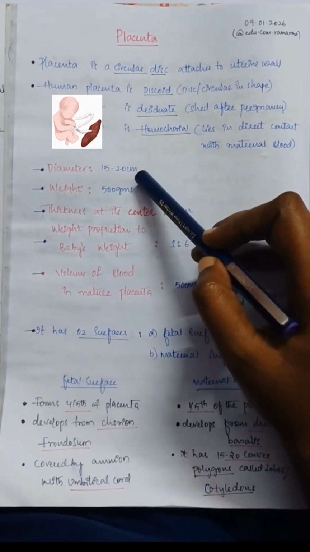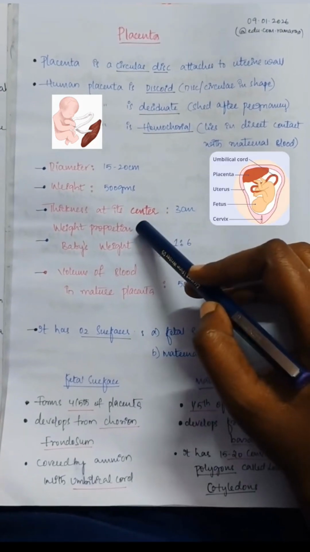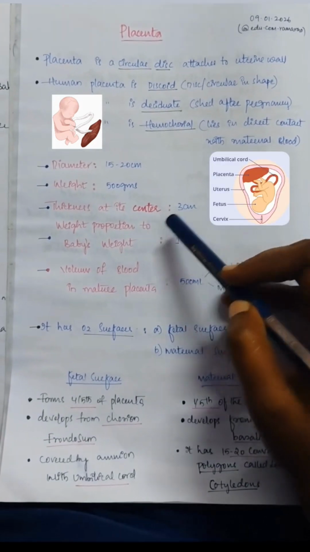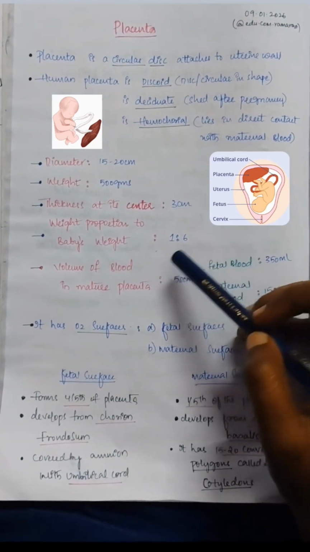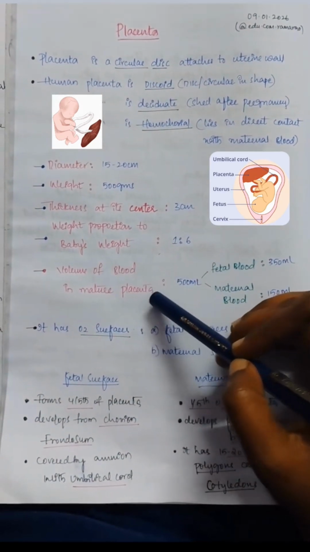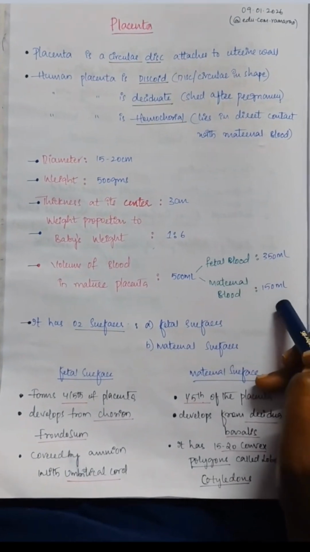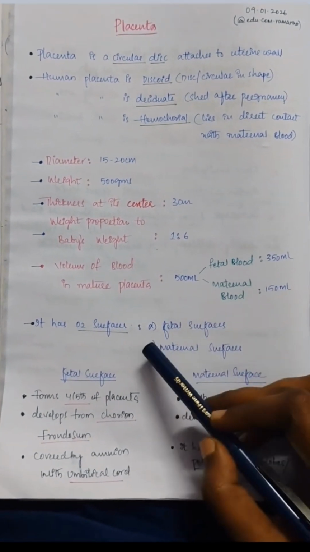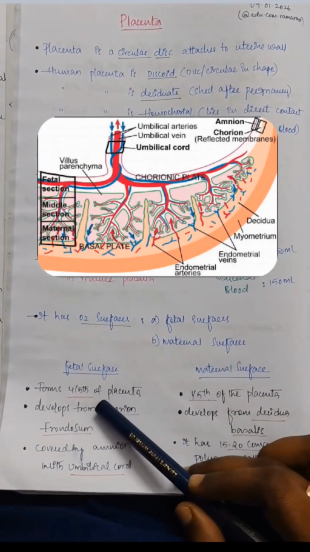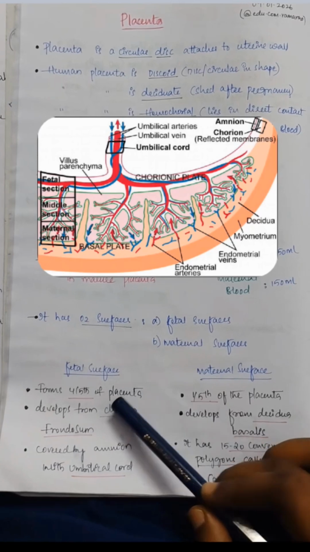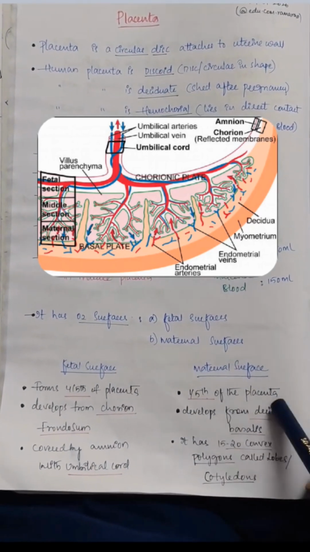The diameter of the placenta is 15 to 20 cm, weight of the placenta is 500 grams, and thickness at its center is 3 cm, and placenta weight proportion to baby's weight is 1:6. Volume of blood in a mature placenta is 500 ml, 350 ml from fetal blood and 150 ml from maternal blood. It has two surfaces, fetal and maternal. The fetal surface forms 4/5 of the placenta, and the maternal surface forms 1/5.